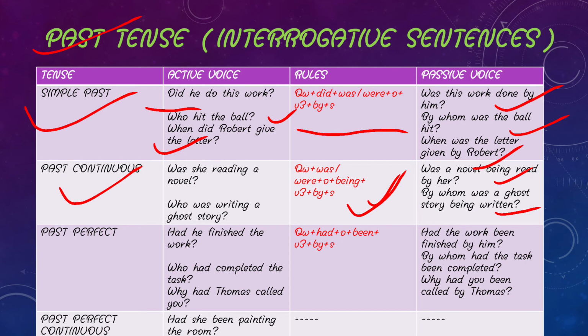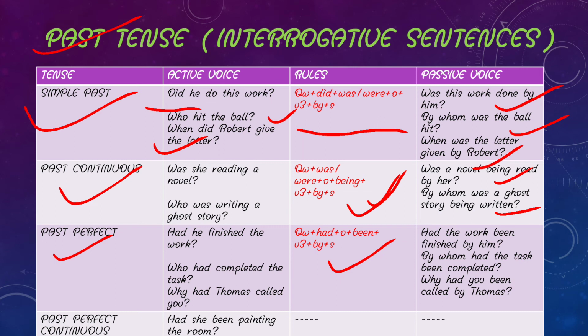Now let's move into past perfect. Look at the first sentence: Had he finished the work? The subject in this sentence is he, the object is the work and the verb is had finished, which tells us that this sentence is in past perfect tense. So the rule which we need in order to change this sentence into passive voice is question word plus had plus object plus been plus verb 3 plus by plus subject.